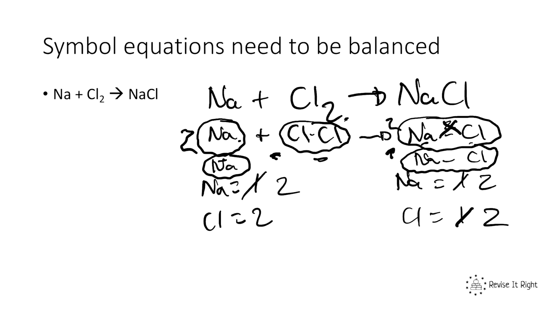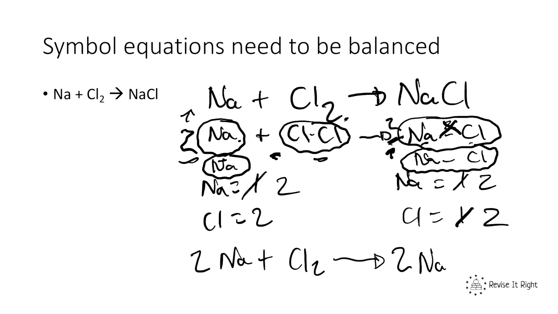So let's write that out as we would. That means we've got 2, which comes from there, Na, plus Cl2, which we've not changed, makes 2, which we've come from there, NaCl. And that is now a balanced simple equation.